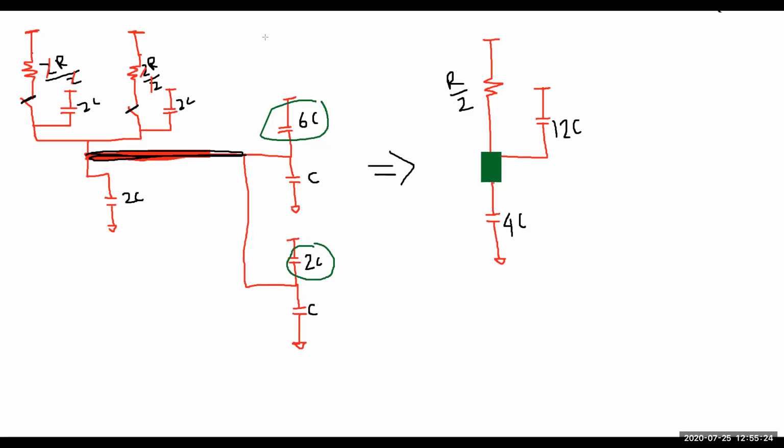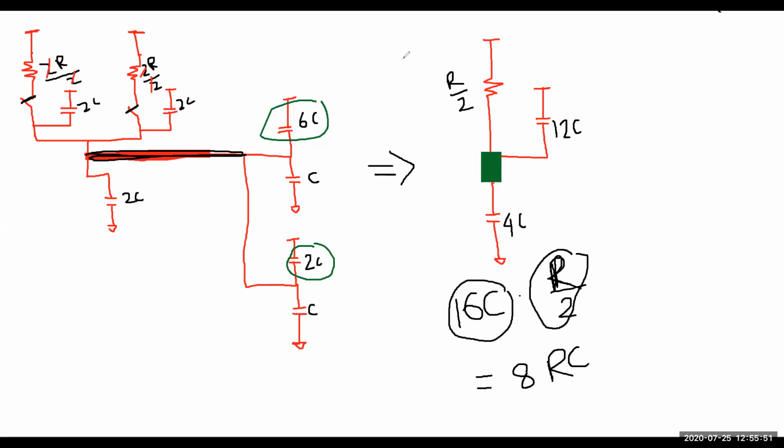So if they are parallel now, what will be their value? 16C. Okay, 16C into 8 divided by 2, the resistance. So what is their delay? 8RC. So at the last moment, you multiply all of your resistance and all of your capacitance. You will get your rise delay.